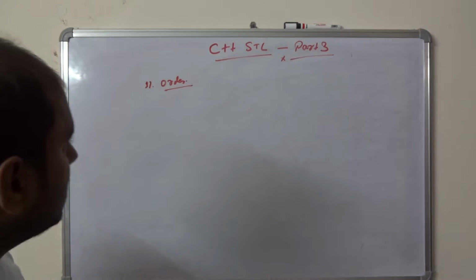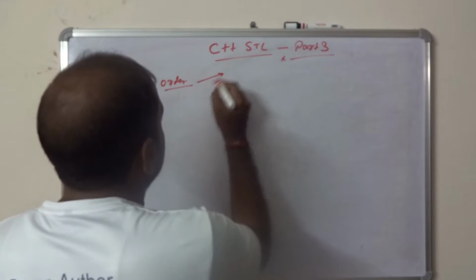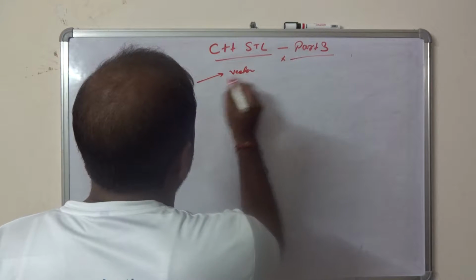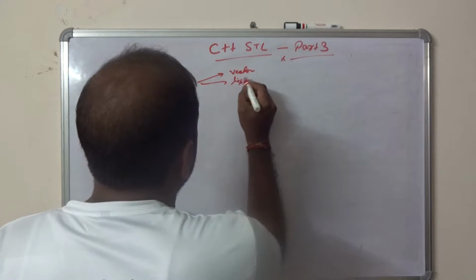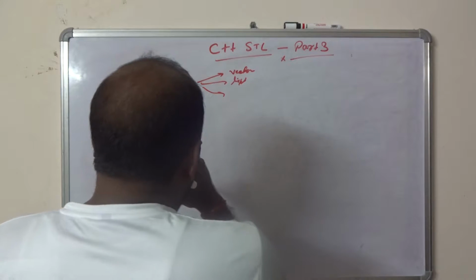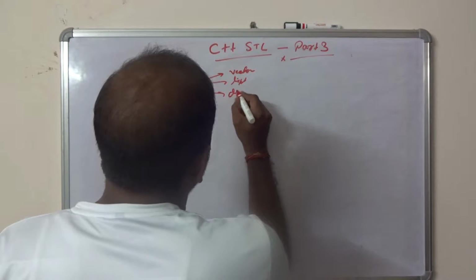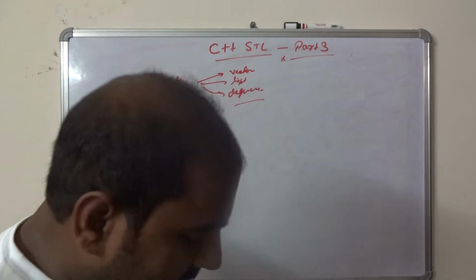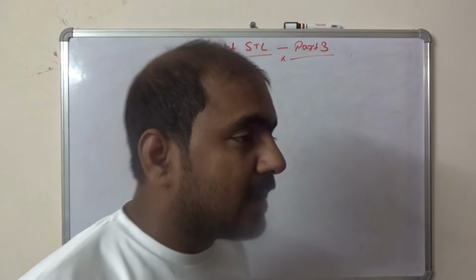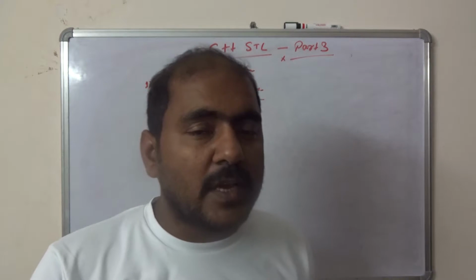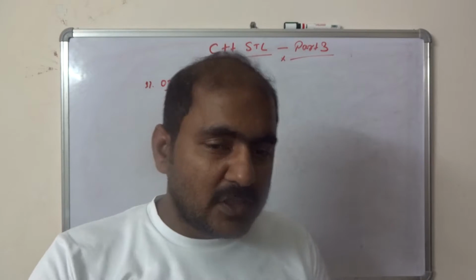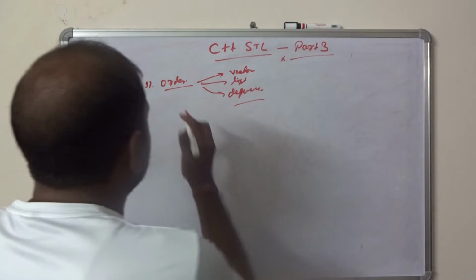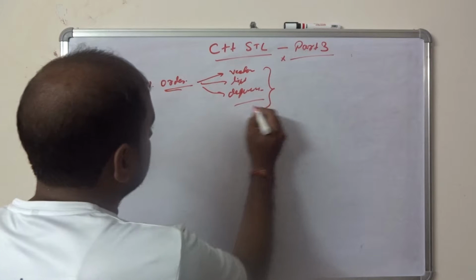Because if order is important, then you need to use the ordered containers like vector, list, deque, etc. These containers store the elements in the order in which they are inserted into the container. So if order is important, you need to choose these containers.